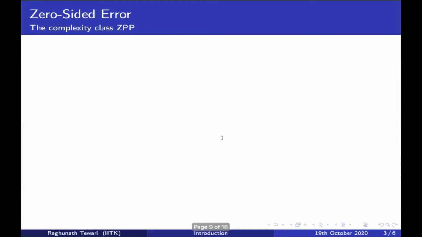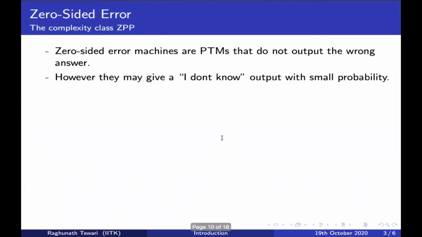Next, we move to zero-sided error. So in BPP, we had errors on both sides. In RP, we had error only on one side, RP and coRP both. Now, what do we mean by zero-sided error? So zero-sided error machines are probabilistic Turing machines that do not output the wrong answer ever. So if it does not output the wrong answer, then what do we mean by probabilistic?